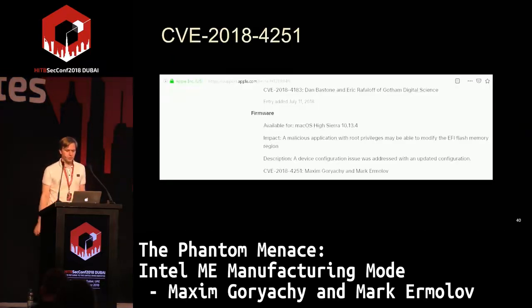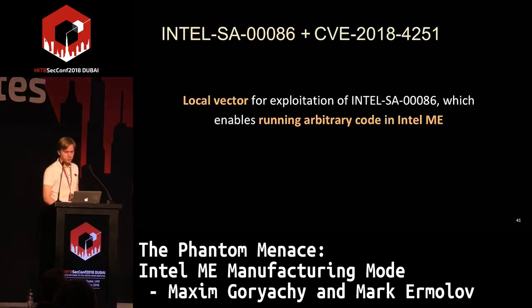Okay. After this information was reported to Apple, the vulnerability was patched in macOS High Sierra in this update. By exploiting this vulnerability, an attacker could write an old version of Intel ME to memory without needing an SPI programmer or access to a jumper, in other words, without any physical access to the computer. Thus, a local vector is possible for exploitation of Intel SA00086, which enables running arbitrary code in ME.